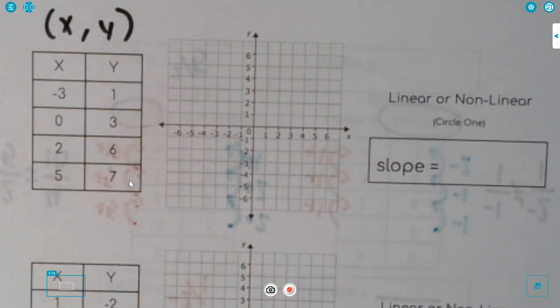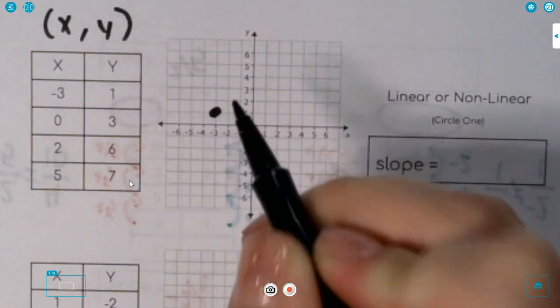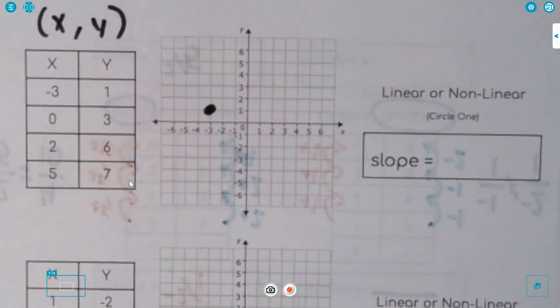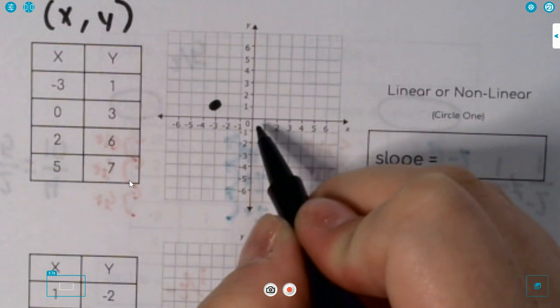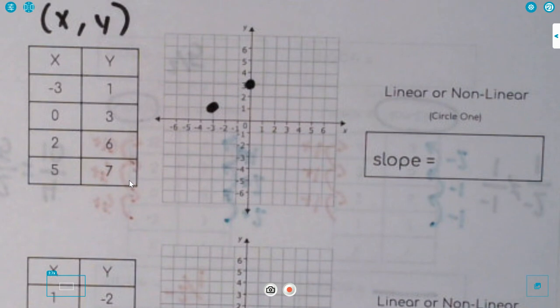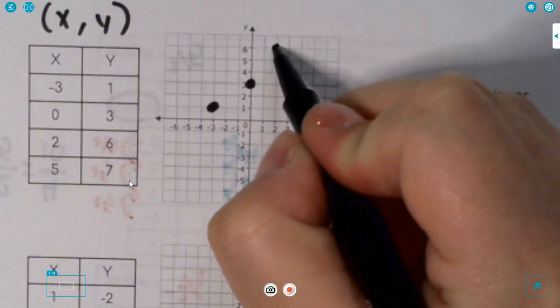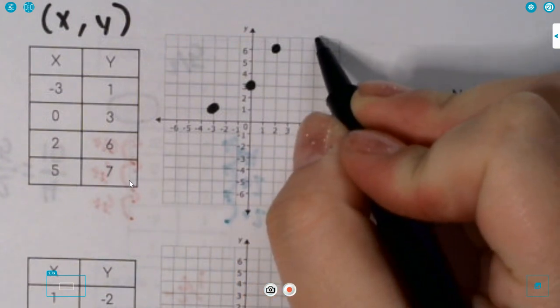So negative 3, 1 means we'll start at 0, 0. We'll go left 3, up 1. 0, 3 means we'll go over 0, up 3. 2, 6 means we'll go right 2, up 6. And then 5, 7 means we will go right 5, up 7.